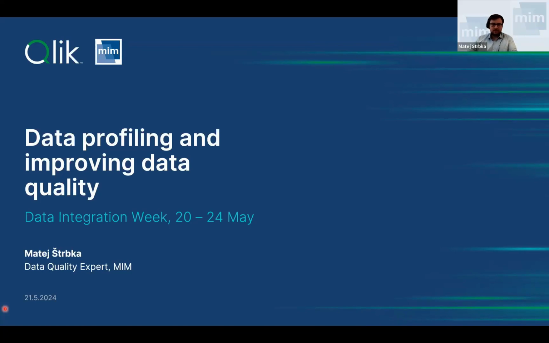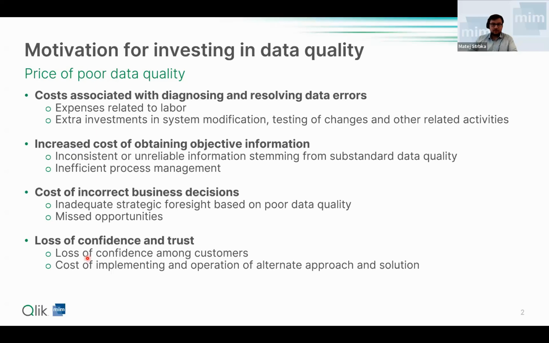For the start of my presentation, I would like to underline just some key motivations for solving data quality, or why should the company, or why should our organization focus on investing in data quality, or why should we even care for data quality. It is a little bit of follow-up for those who participated on Monday.